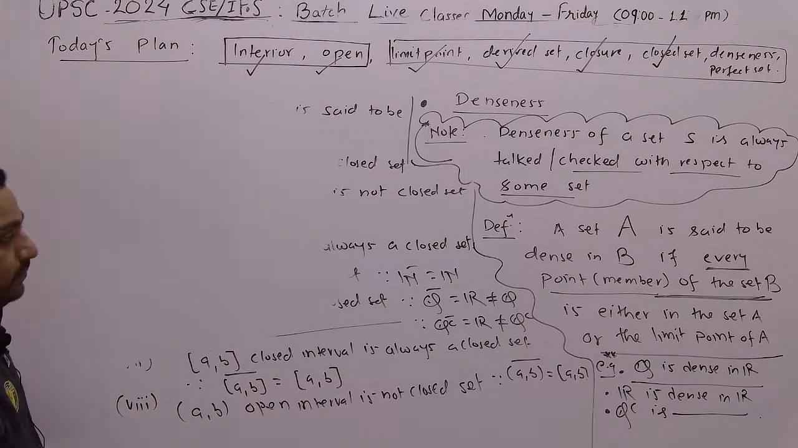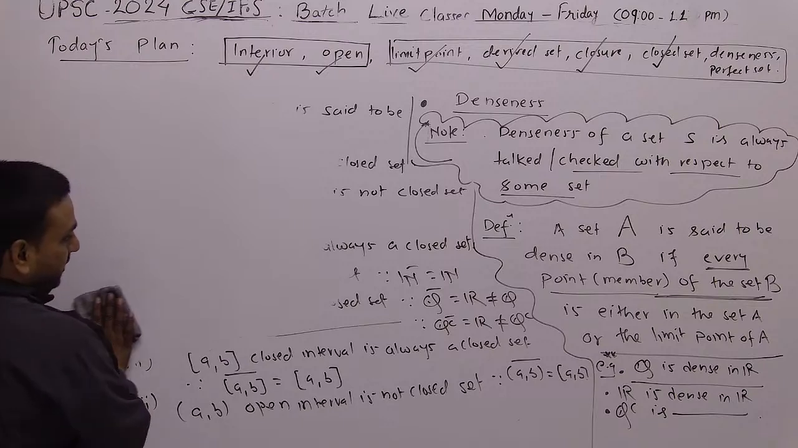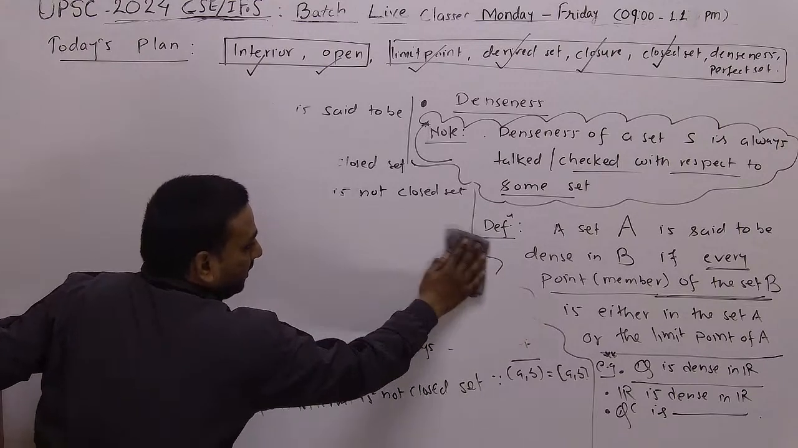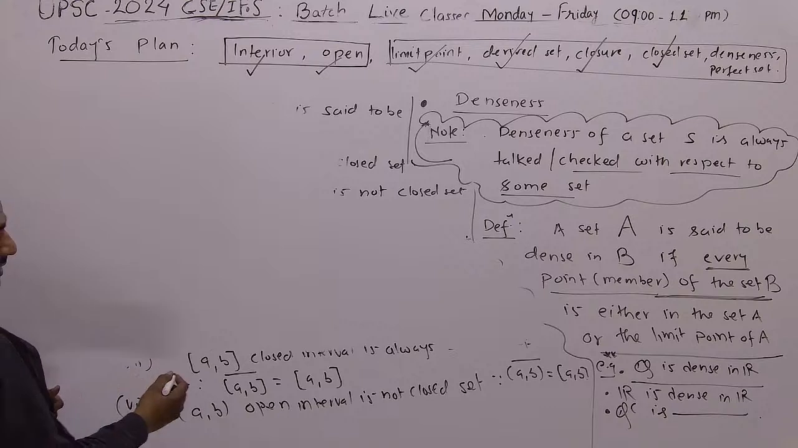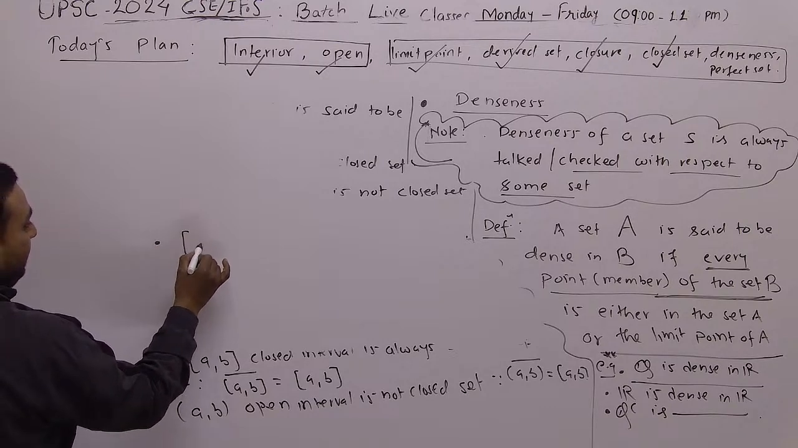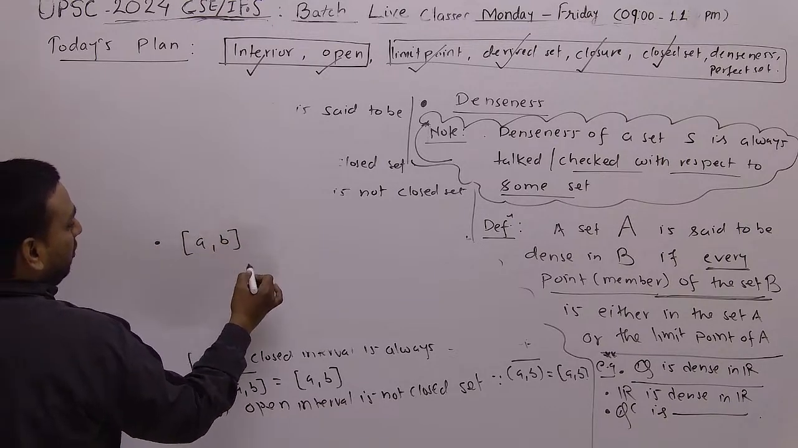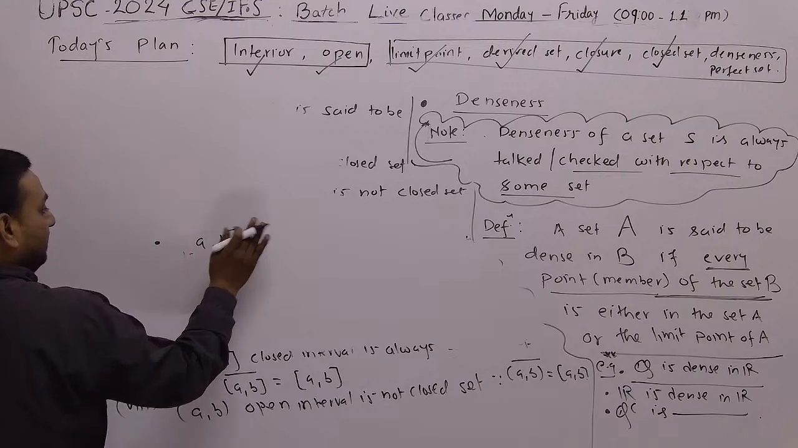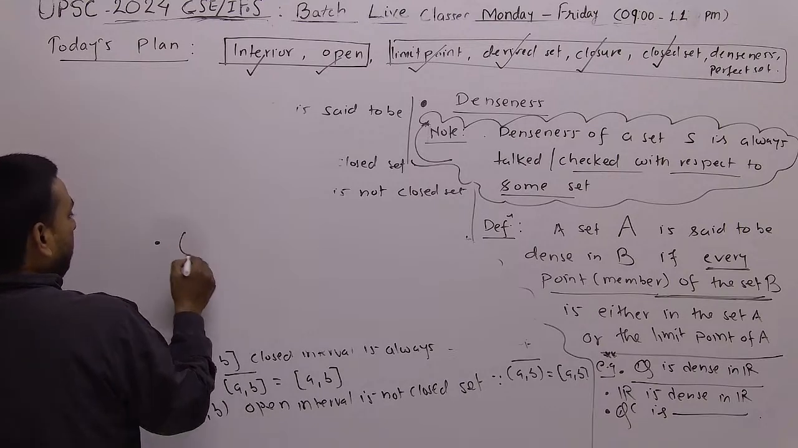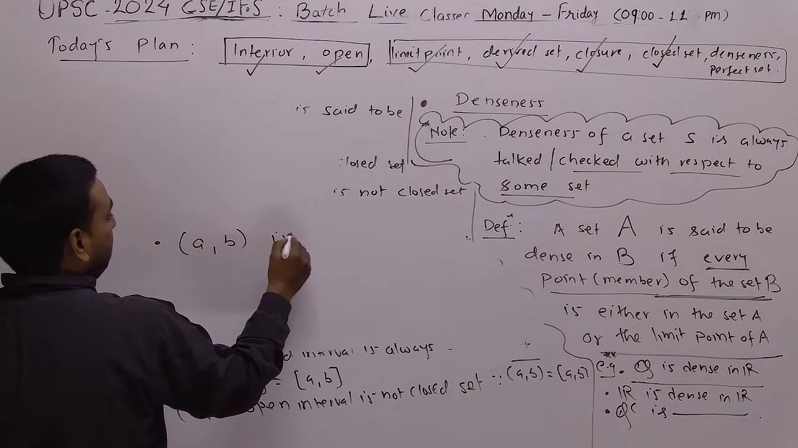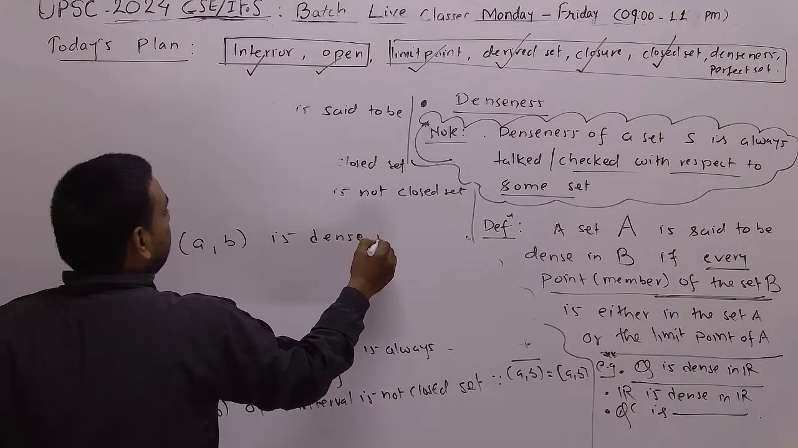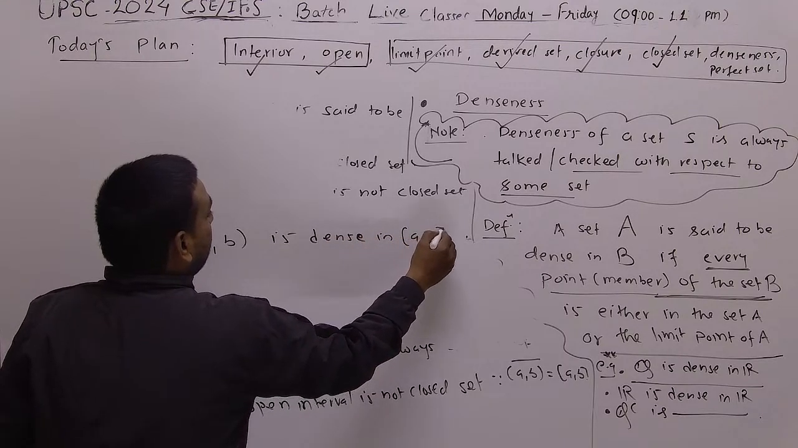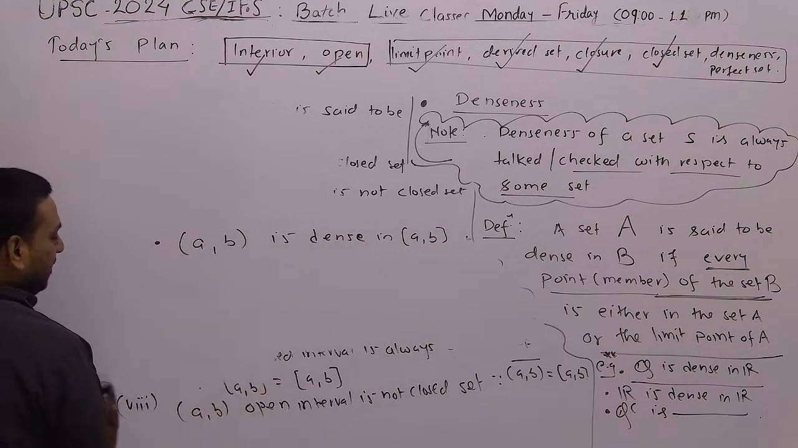Shall I move now? Is that noted? Look at this. The closed interval [a, b], no sorry, the open interval (a, b) is dense in the closed interval [a, b]. Without any tension, right?